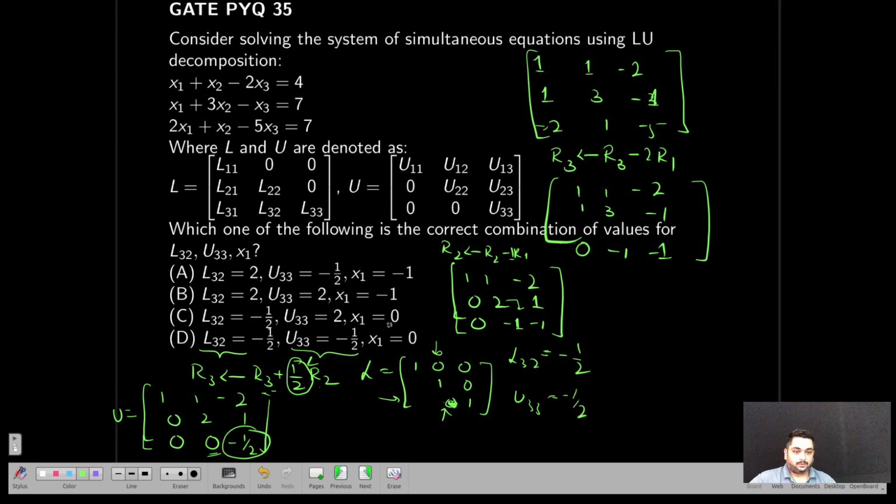Okay. So we find now the x1 value. So check any other options. No other option is matching this. So even if you don't find x1, then it is the correct answer.